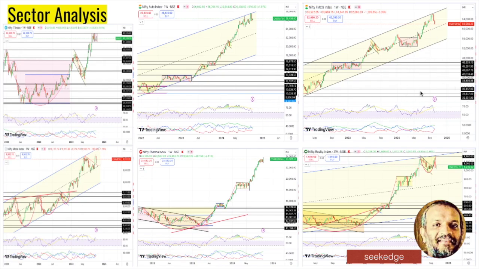FMCG is the sector that got badly hit during the last week and the previous week also. It has fallen down very sharply. The realty index has already slipped. So realty and FMCG have slipped. The other four sectors, metal, auto, IT, and pharma, are still maintaining their positions in the medium term.